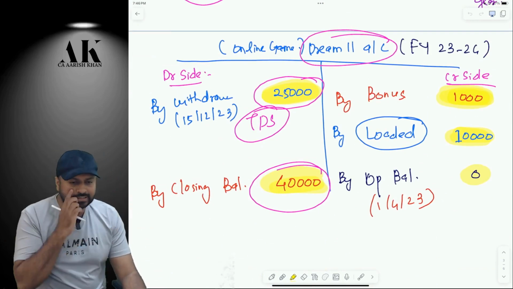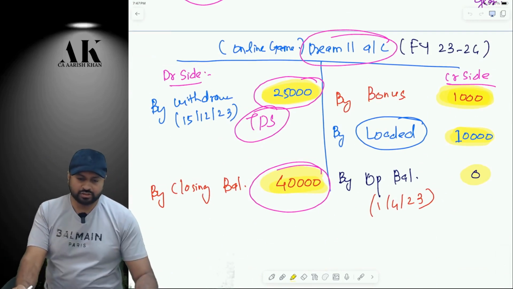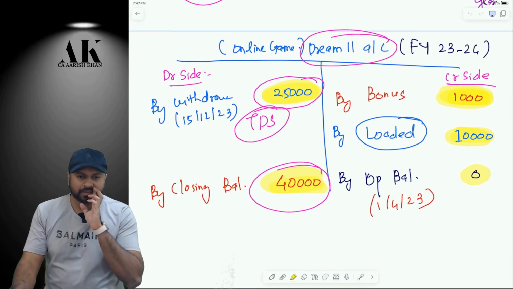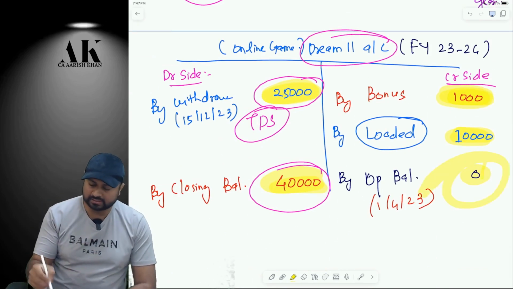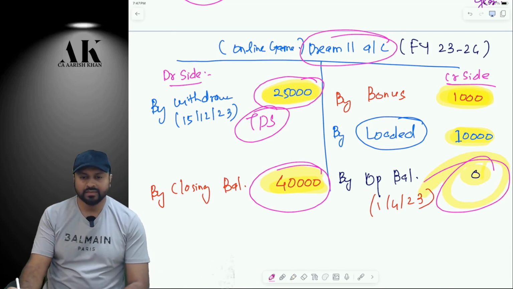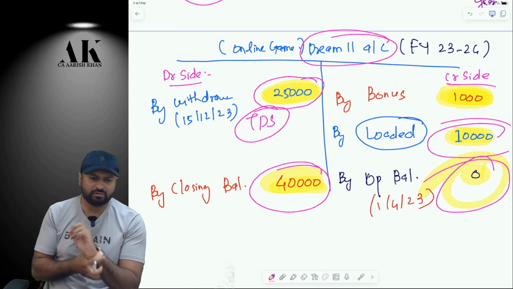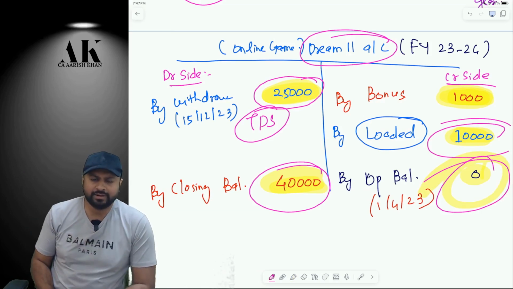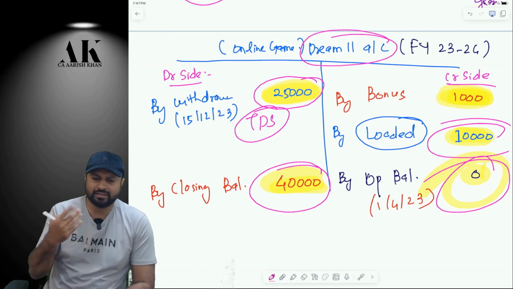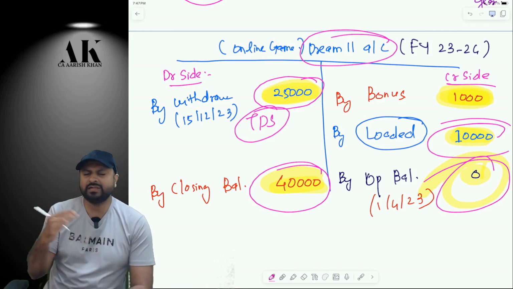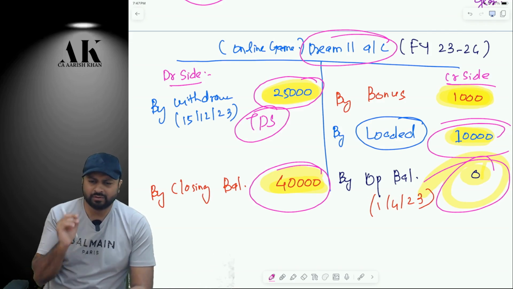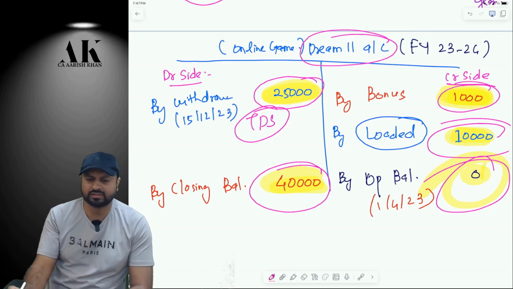Coming to the original example which I took at the beginning of the discussion, before I started the rule. Opening balance was 0 rupees. Then I loaded 10,000 rupees from my bank account, ICICI bank account, into my Dream 11 account. I gave Dream 11 10,000 rupees so that I can play with that money. Now, for a few months I was not using it, so they provided me 1,000 rupees as a bonus, tempted me, so that I can play with that.